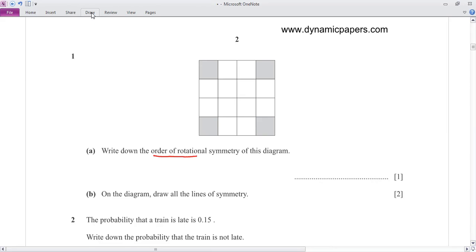Now, the order of rotational symmetry is: if you rotate a shape through 360 degrees, how many times does the shape get exactly the same shape? So this is a square whose 4 corners are shaded. If you rotate it, for example through 90 degrees, what will happen? This corner will reach here, and this corner will shift here, and this corner will shift here, and this corner will shift here.